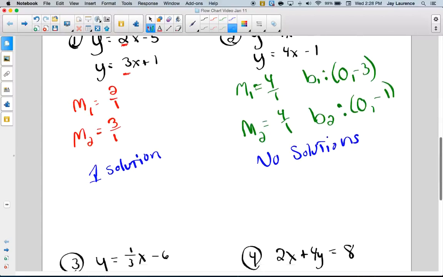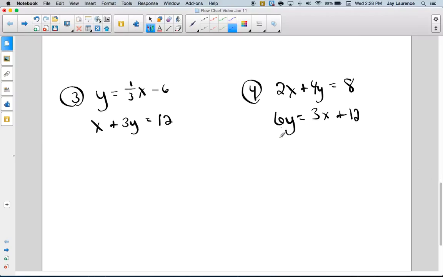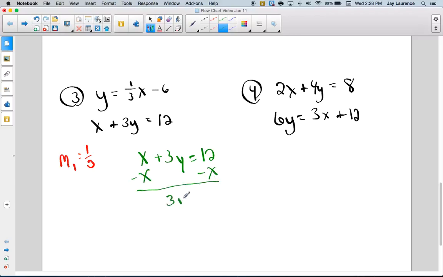All right, coming down here, problem 3. I like the first equation because y is alone, and so that's in slope-intercept form. I can say the first equation, the slope is 1/3. However, the second equation I have to manipulate. So I'm going to rewrite it as x plus 3y equals 12. And the first thing I'll do is subtract x from both sides. Subtracting x, my left-hand side becomes 3y, and my right-hand side becomes -x plus 12.